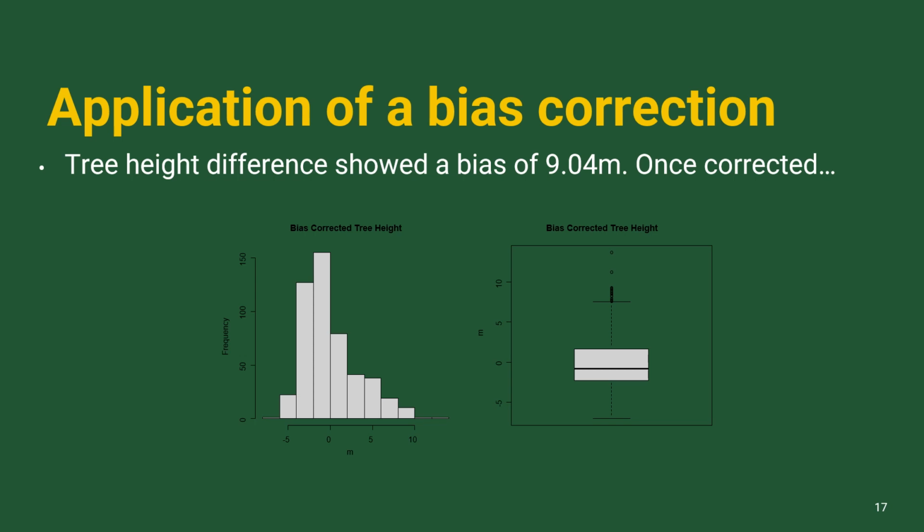In order to attempt to use tree height measurements, we could try to apply a bias correction because, as we can see here, there is a normal distribution. It just seems to be shifted by 9 meters. So if I apply this bias correction of 9 meters, we can see that it is once again centered around 0, much like the DBH and stem values here for the box plot and for the histogram.